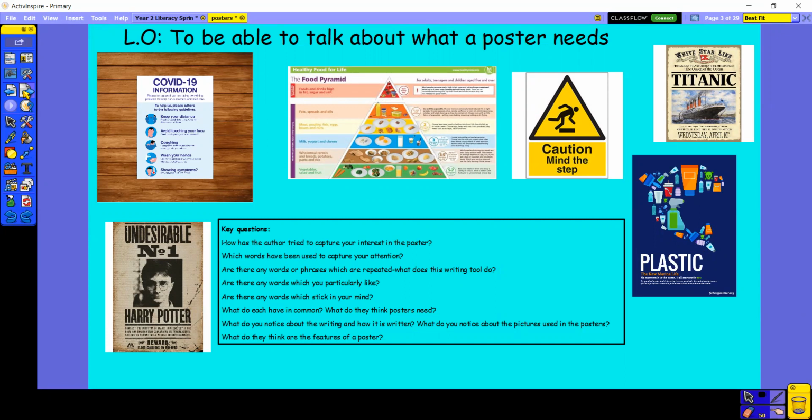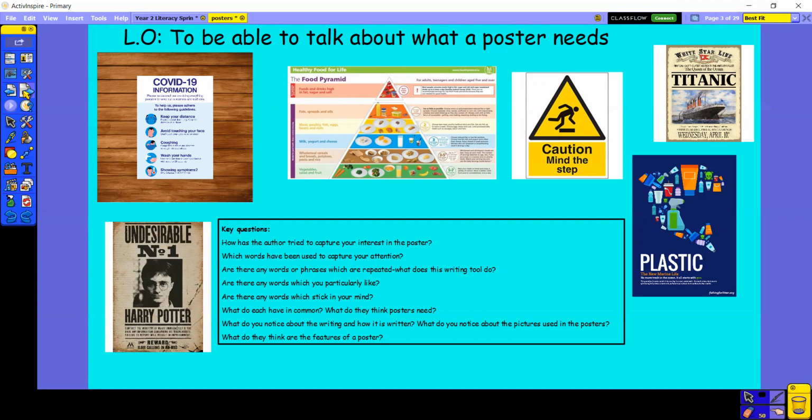So the first question is, how has the author captured your interest in the poster? Question 2, which words have been used to capture your interest? Number 3, are there any words or phrases which are repeated? What does this writing tool do? Number 4, are there any words which you particularly like? Number 5, are there any words which stick in your mind?